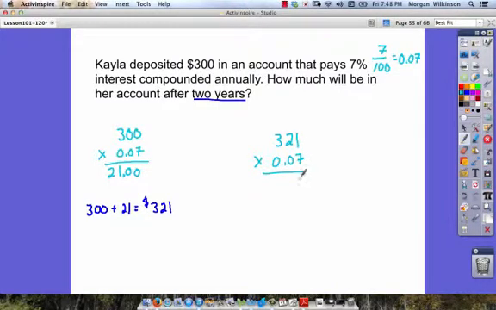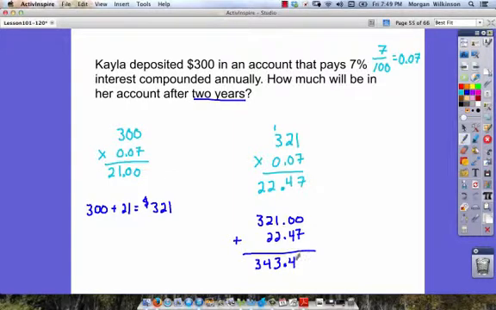7 times 1, that's 7. 7 times 2 is 14, and we'll carry the 1. 7 times 3 is 21, plus 1 more gives us 22. Decimal moves out twice, decimal moves back in twice. So at the end of the second year, well, she started that second year with $321 and no cents, and she earned $22.47, so her grand total must be $343.47. Got to put our label on there, and we found our answer.